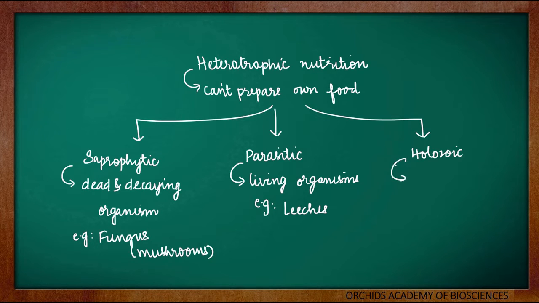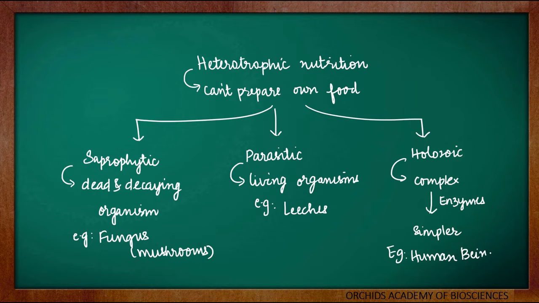The last one, that is holozoic form of nutrition. In this, the organism takes some complex substances which are later converted into simpler forms using certain enzymes. And the example can be human beings. So we take in some complex food which is then converted in our body into some simpler forms and then taken up by our body.